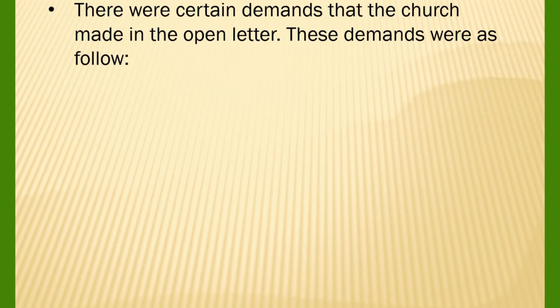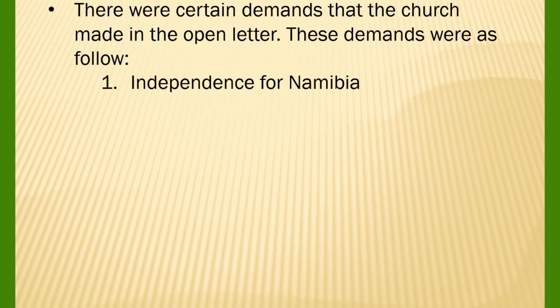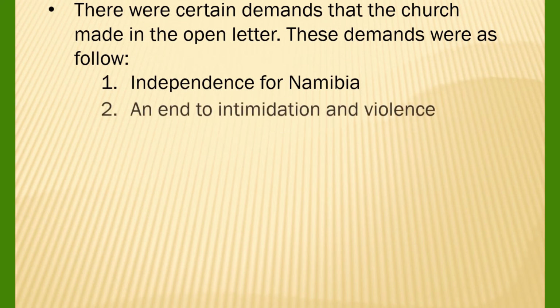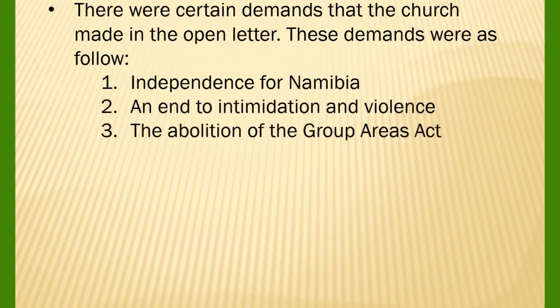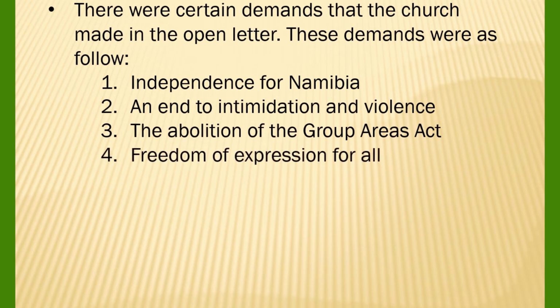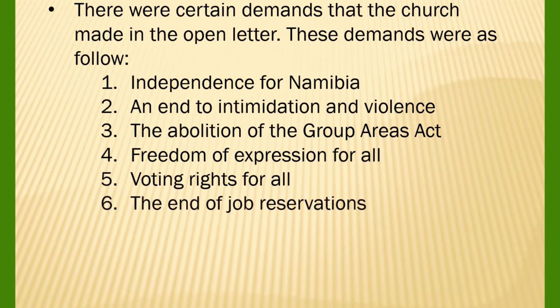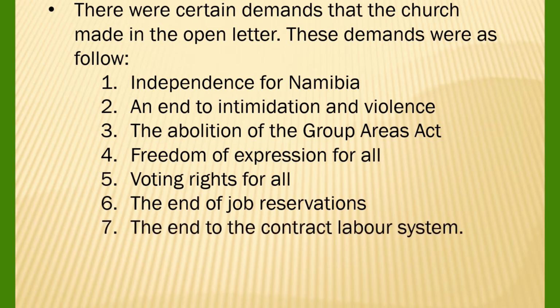These demands were the following: 1. Independence for Namibia. 2. An end to intimidation and violence. 3. The abolition of the Group Areas Act. 4. Freedom of expression for all. 5. Voting rights for all. 6. The end of job reservations. 7. The end of the contract labor system.